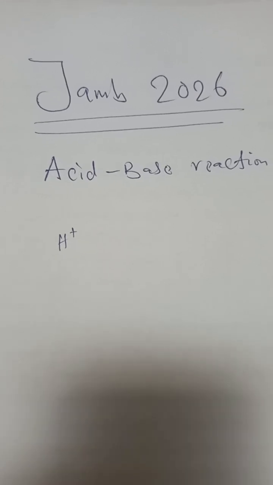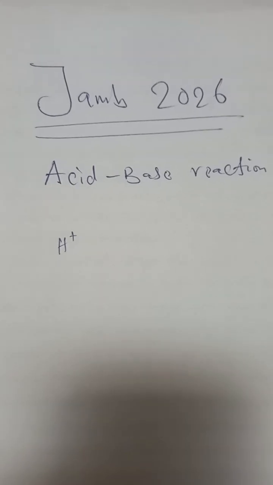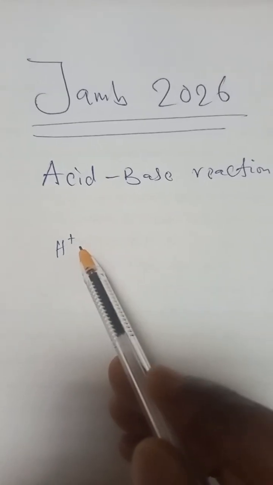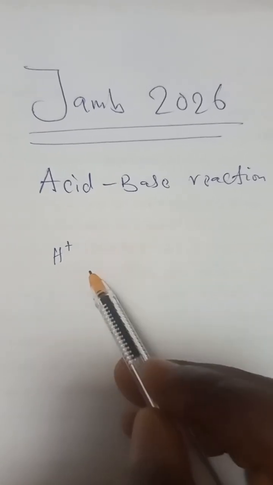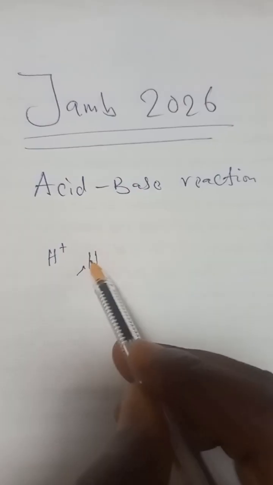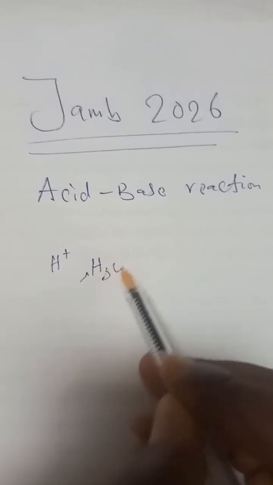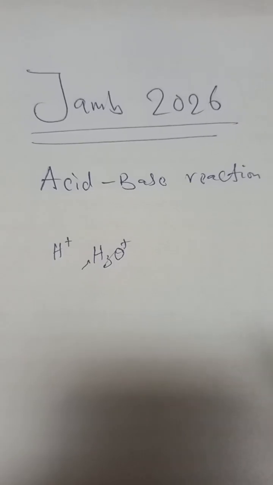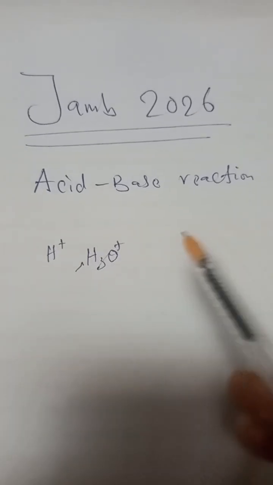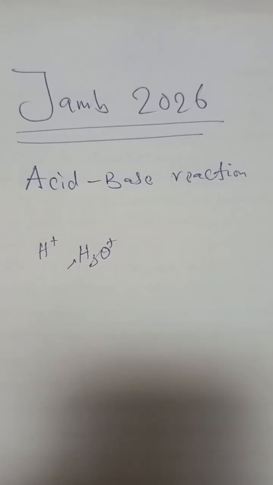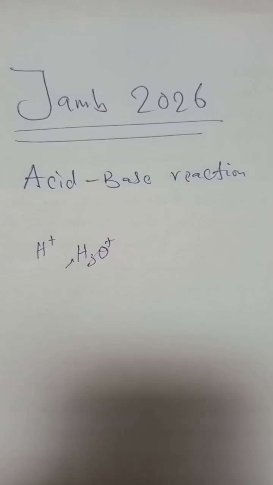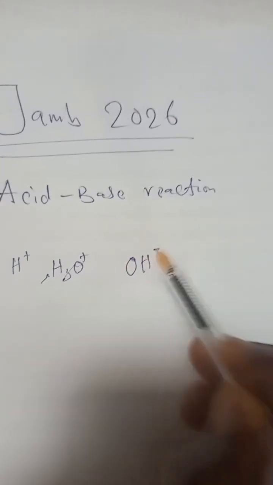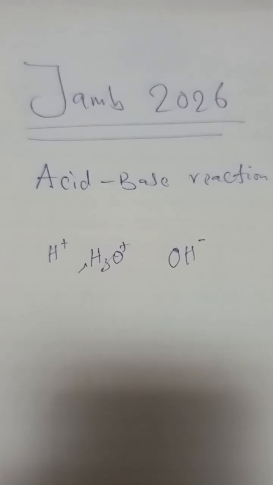Let me now go to hydronium ion. So to make it easier, it must produce what? H plus. If it doesn't produce H plus, it must produce H3O plus. But then what is a base? A base is any substance that when dissolved in water, it produces hydroxyl ion. This time it is OH minus as its negative charge.